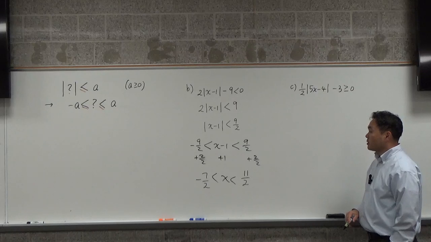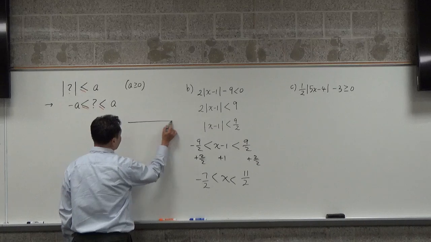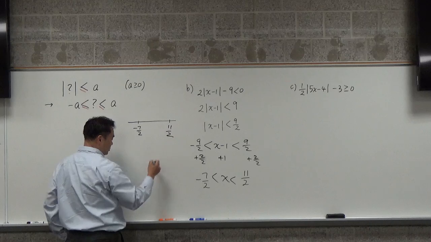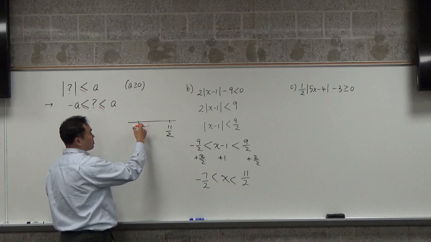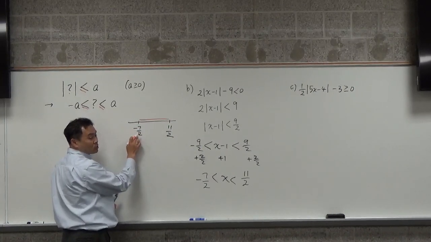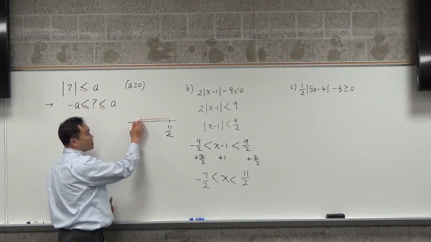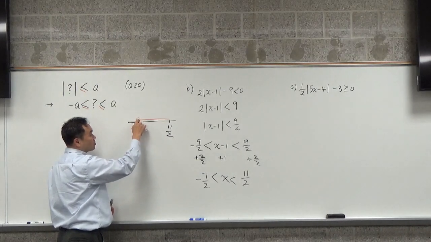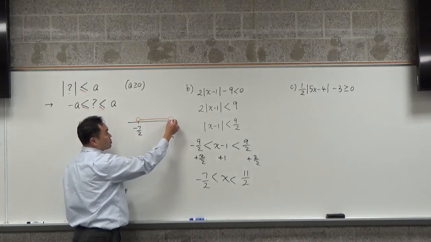All right. We still have to draw the graph for this. Here's -7 over 2. Here's 11 over 2. And x is a value between those two things, right? Everything in between. Is -7 over 2 itself included? No, because it's a strict inequality. In that case, what kind of circle do I put here? You put an open circle, so there's nothing filled in. Same deal. 11 over 2 is not included, so you put an open circle.